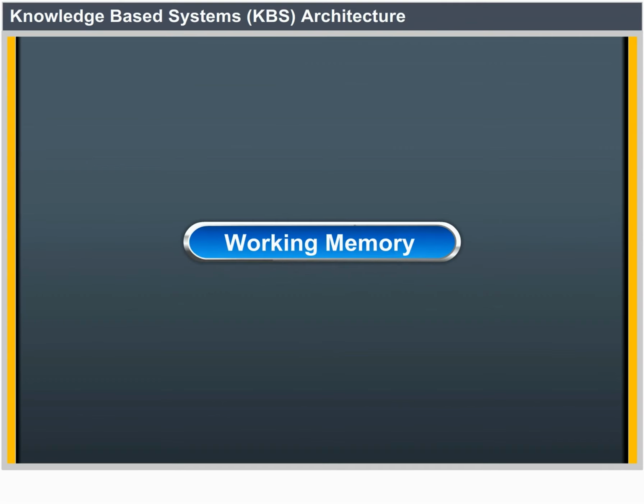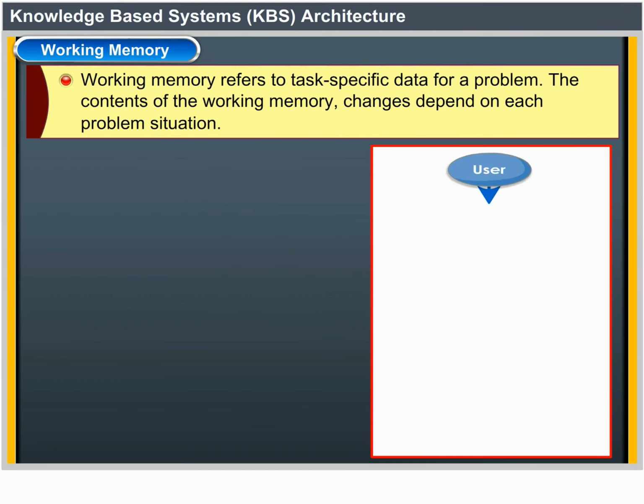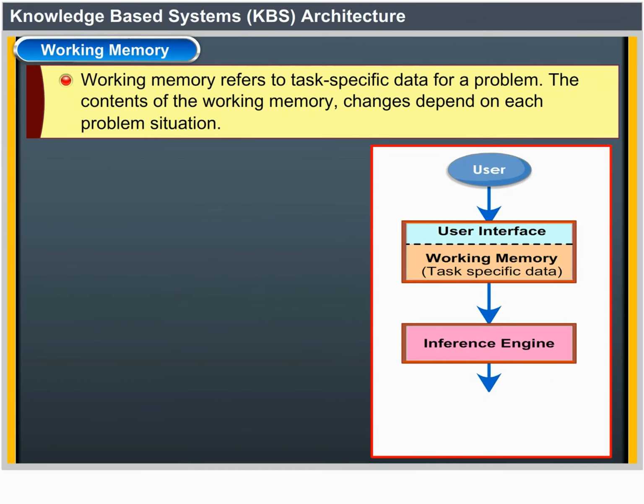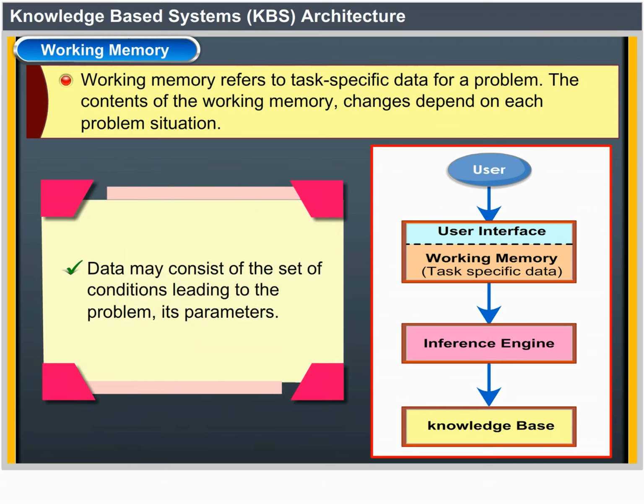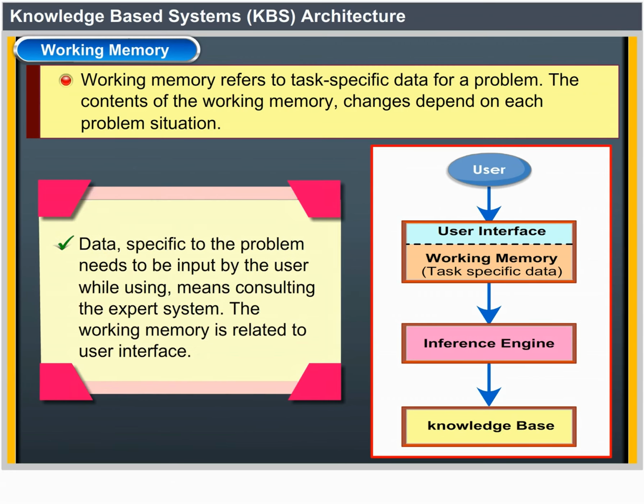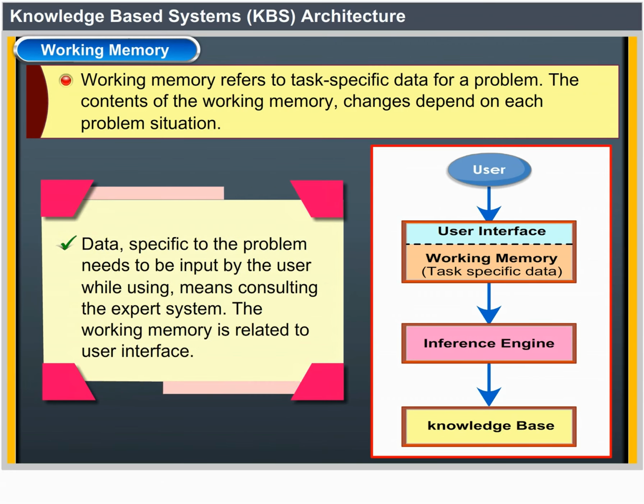Working memory. Working memory refers to task-specific data for a problem. The contents of the working memory change depending on each problem situation. Every problem in a domain has some unique data associated with it. Data may consist of the set of conditions leading to the problem, its parameters. Data specific to the problem needs to be input by the user, while using means consulting the expert system.